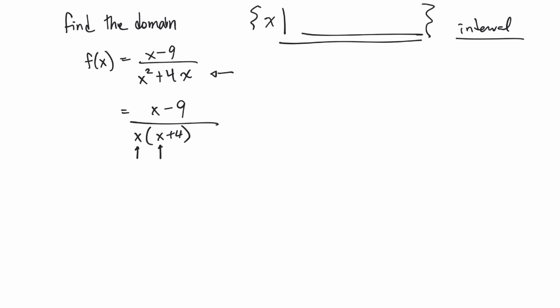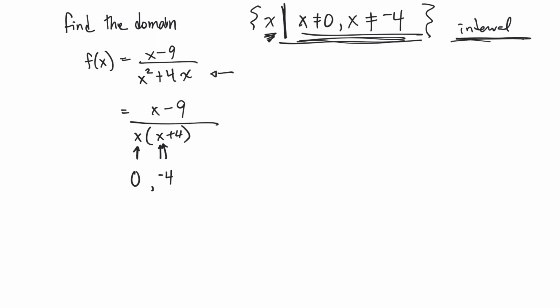What would be the first one? 0. Good. And what would be that number there to plug in there? Hopefully you're saying minus 4. So those are the two numbers that x cannot be. So x can be anything as long as x is not 0 and as long as x is not equal to negative 4. So that would sort of be the set notation.